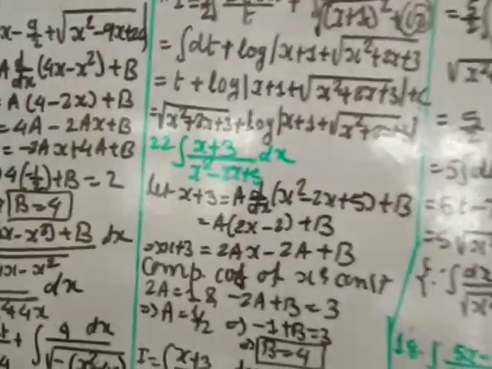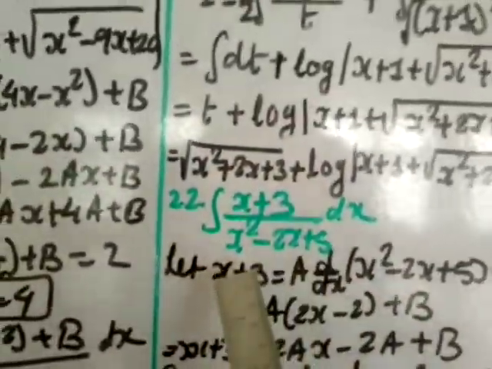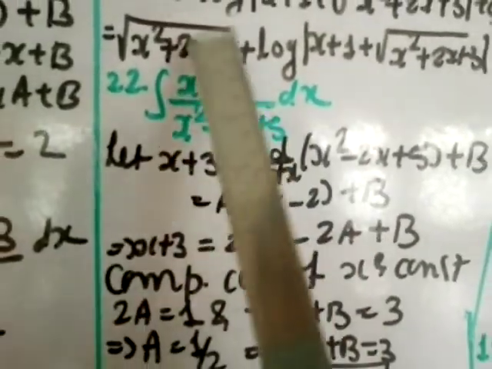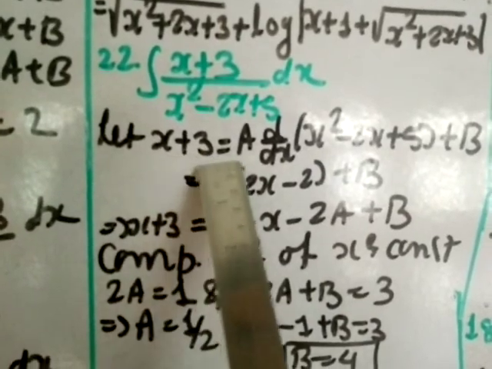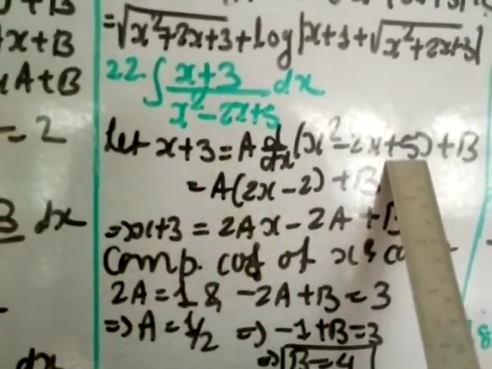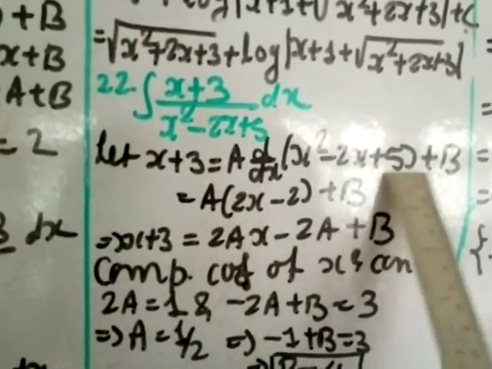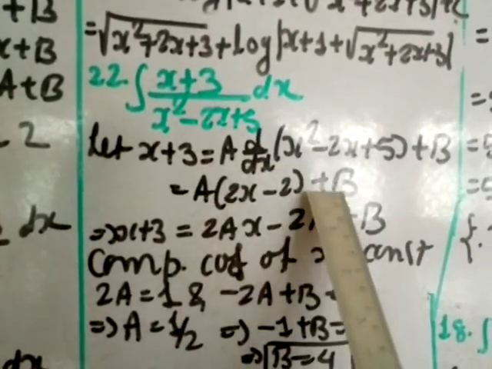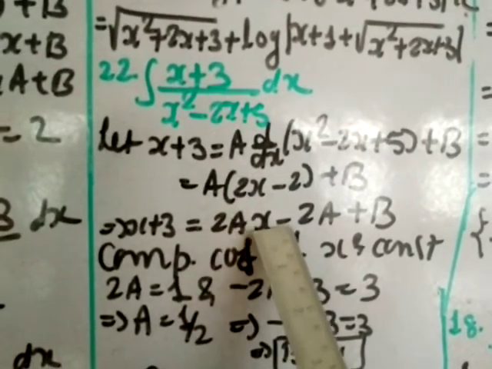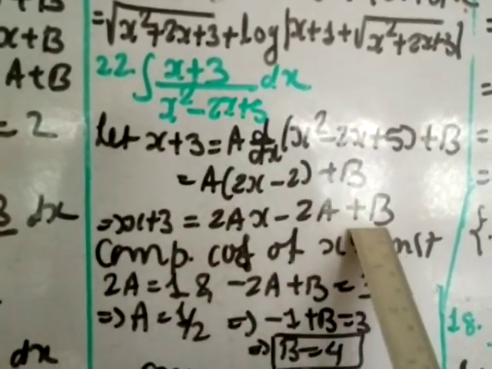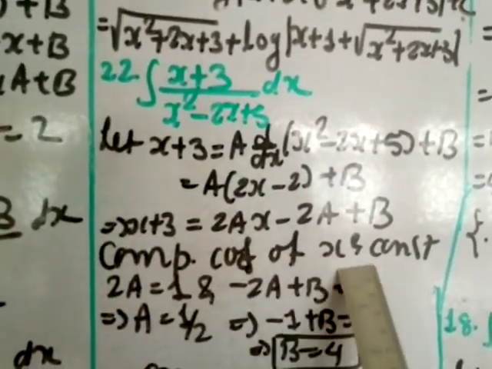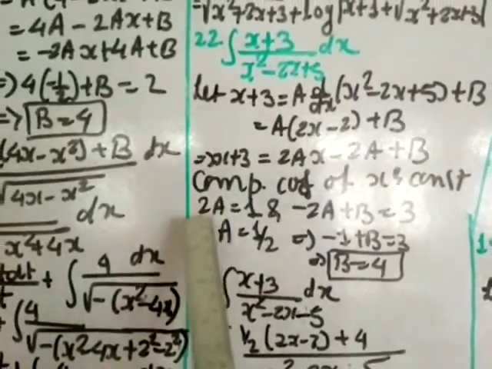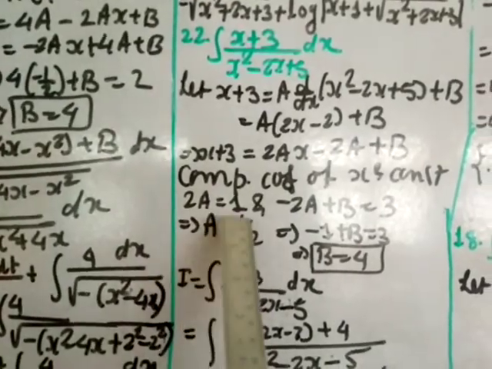Question number 22. Integral x plus 3 divided by x square minus 2x plus 5 dx. Here also put numerator, that is x plus 3 equal to a, differential of the denominator, that is x square minus 2x plus 5, plus b. Differentiate, derivative of this is 2x minus 2 plus b. Multiply inside, so 2ax minus 2a plus b. Compare the coefficient of x and constant term. Here this side is 2a and this side coefficient of x is 1, so 2a equal to 1, transfer 2, so a is equal to 1 by 2.